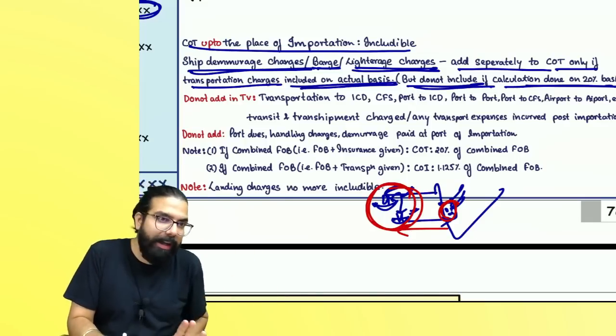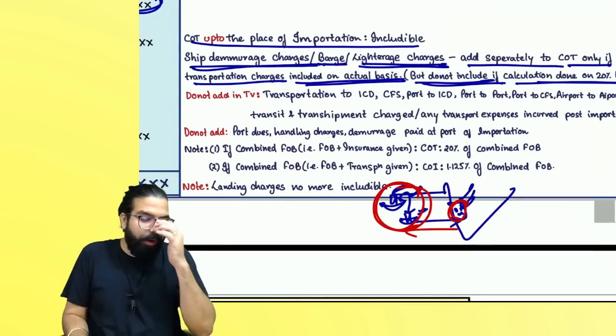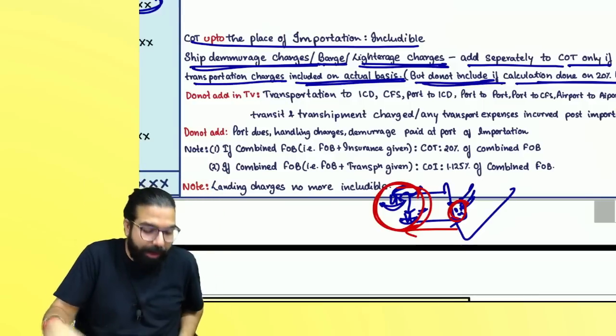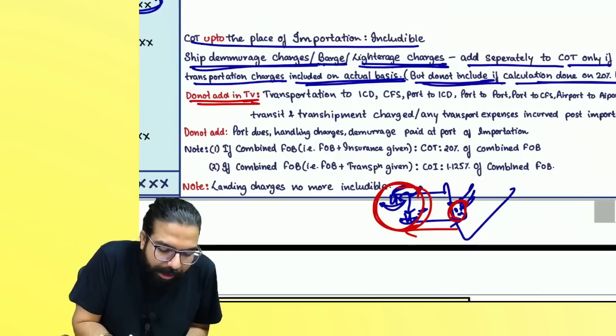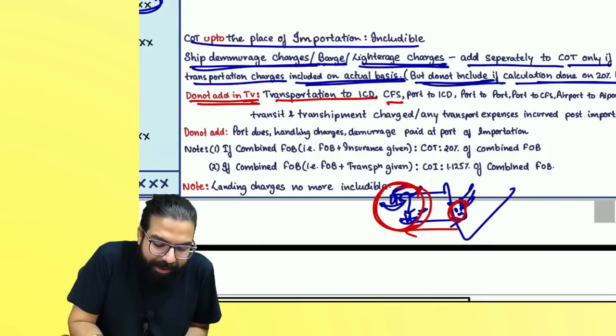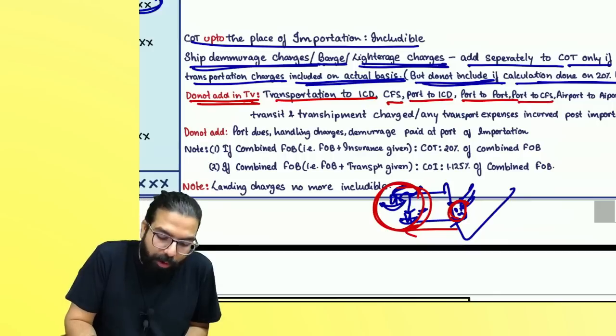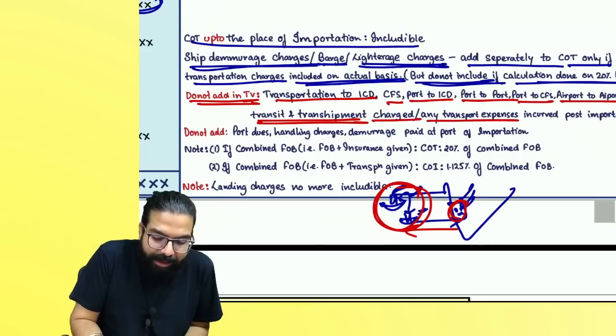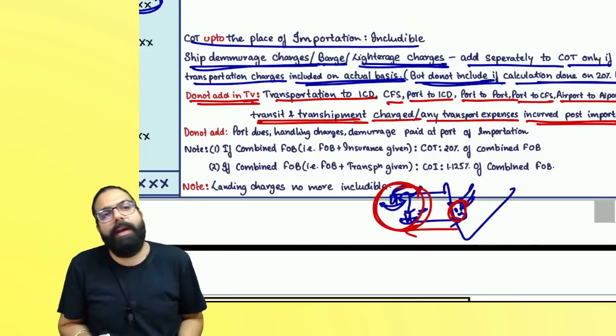Now, one point clear, everyone. The second point which I want to tell you: once the ship hits the port, after that any cost is not to be included. Do not add transportation to ICD, CFS (container freight station), port to the ICD, port to another port, port to CFS, airport to airport, etc. Transit, transshipment charges, any transportation cost incurred post-importation are not to be included.